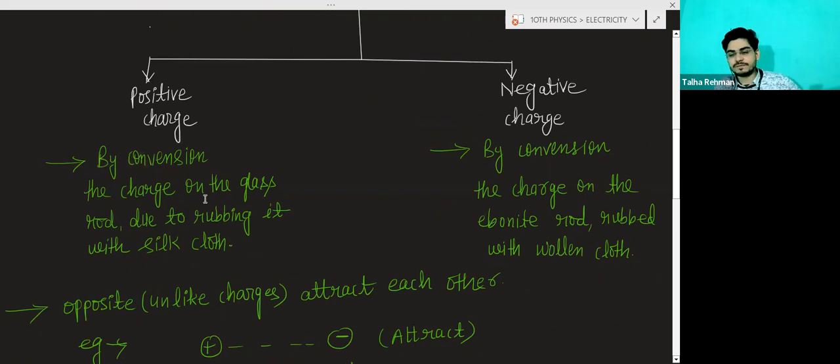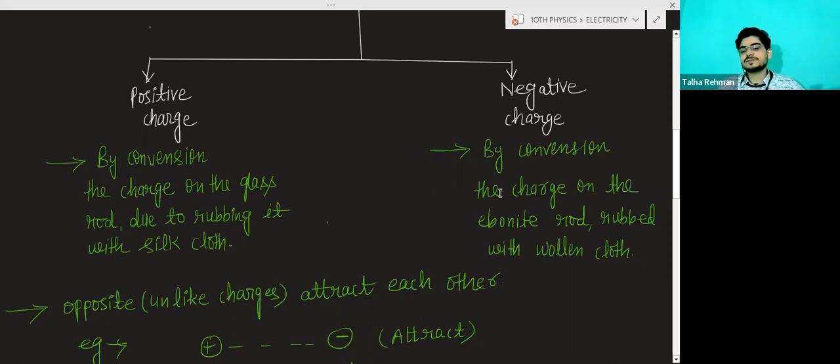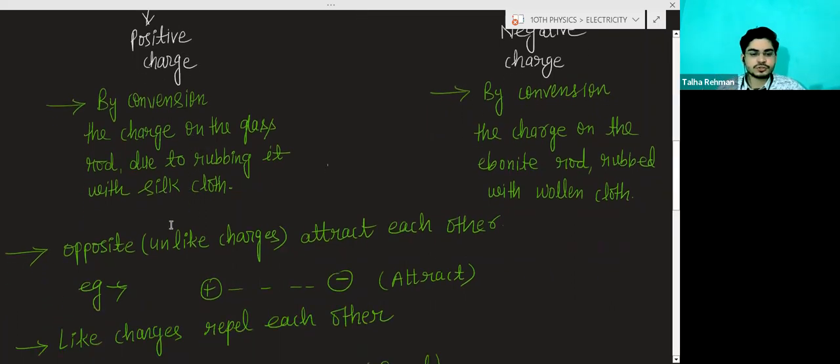Now we know what the positive charge is: the charge on the proton. In an atom, there are electrons and protons. Electrons are negatively charged and protons are positively charged. We will study that. So by convention, what is negative charge? The charge on the ebonite rod rubbed with a woolen cloth. If you rub an ebonite rod with a woolen cloth, the ebonite rod will get the negative charge. Here, the glass rod rubbed with the silk cloth will get the positive charge. This thing I think you should know.